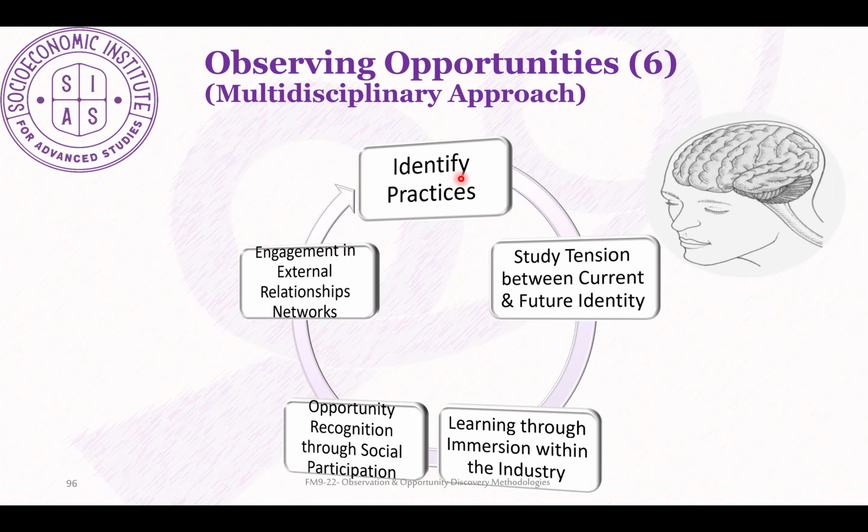So we'll repeat again, we need to identify the practices within the community we are observing, and then we start to study the tension between the current and future identity, and then we should learn from the environment around, and then we should see the opportunity's recognition and the social participation, till we start to engage external relationships with the opportunity to get the best outcome.